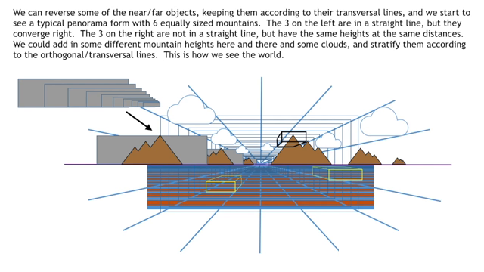The 3 on the left are in a straight line, but they are converging right. The 3 on the right are not in a straight line, but have the same heights at the same distances as the ones on the left. We could add in some clouds, and some different mountain heights here and there, and you can stratify them according to these orthogonal and transversal lines in the same ways. And this is how we see the world.